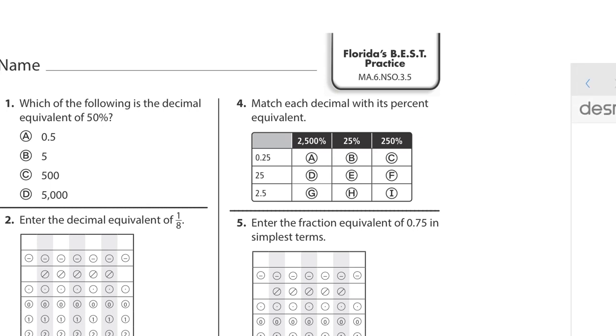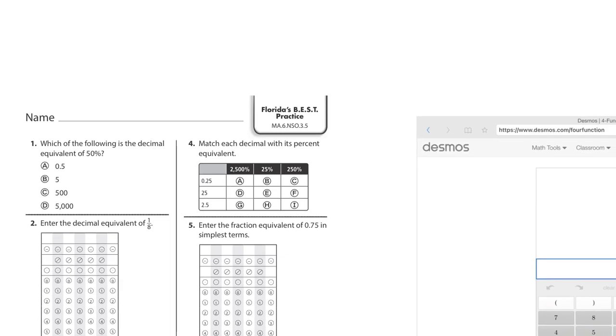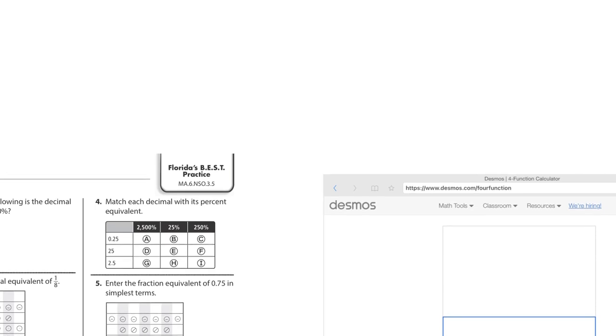And problem 4 says match each decimal with its percent equivalent. So let's remember a few things about percent. Okay, percent is out of 100. So a circle has 100%. And 100% is equal to one whole. Okay?